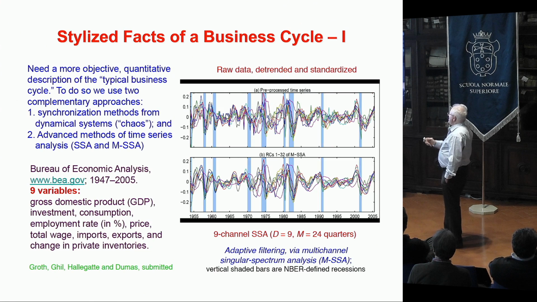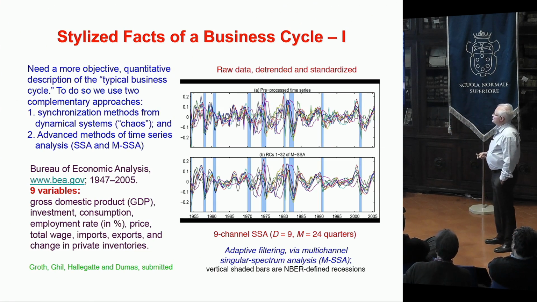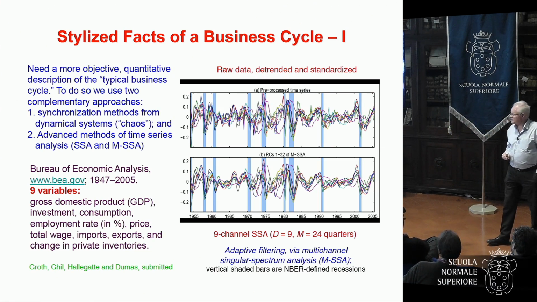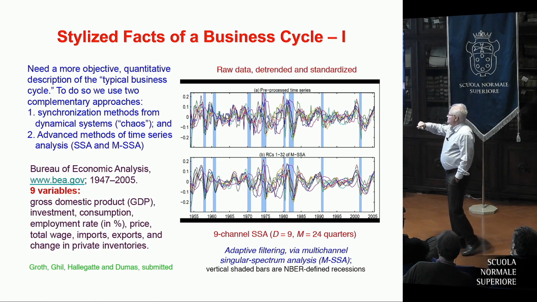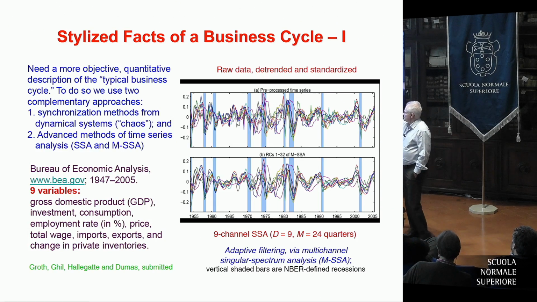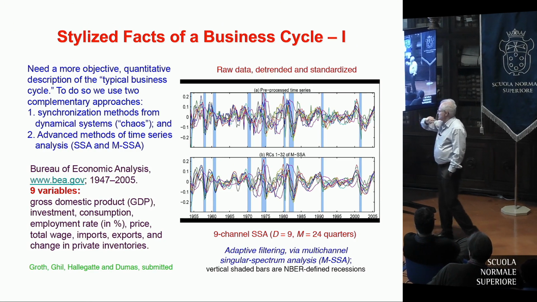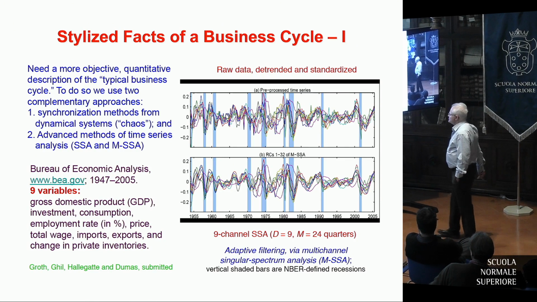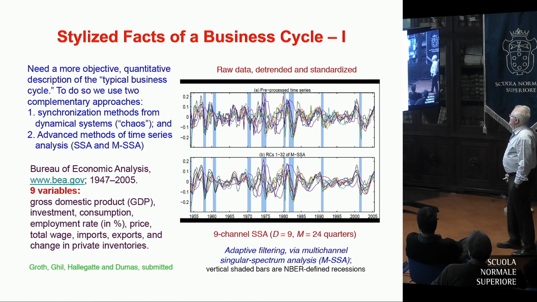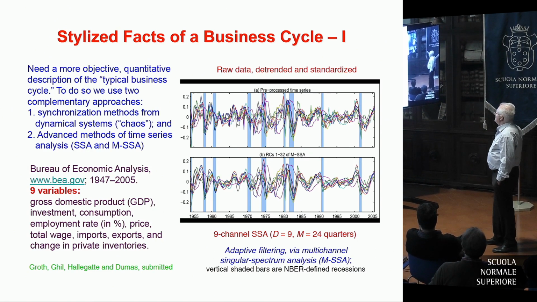So we did this terrible thing to those BEA data. We looked at 9 variables from the Bureau of Economic Analysis: GDP, investment, consumption, employment rate, price, total wage, imports, exports, and change in private inventory. Sorry, this is no longer submitted. It was published a while ago. I forgot to update this transparency.